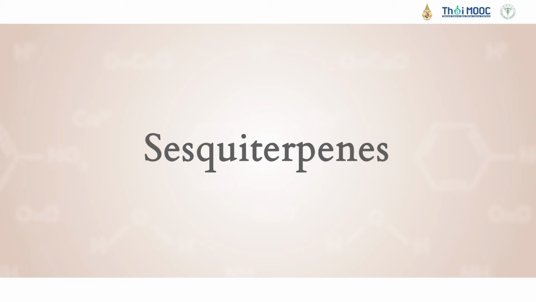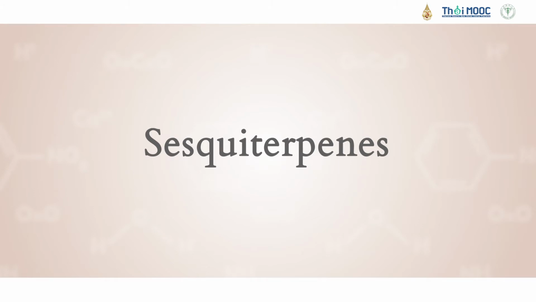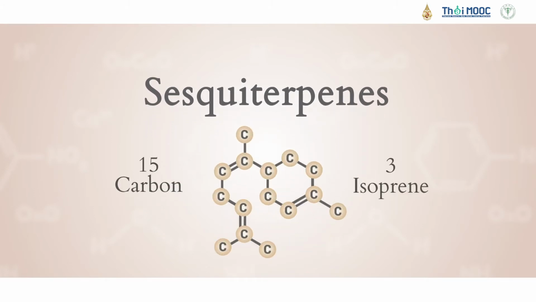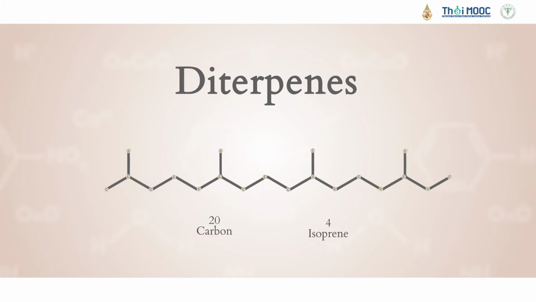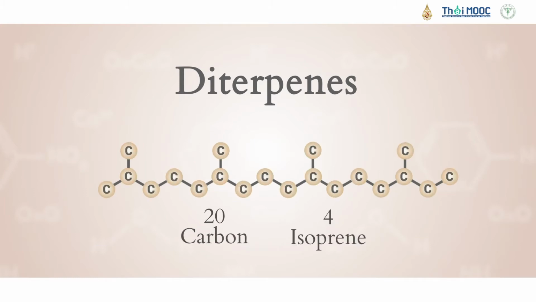The second one is sesquiterpenes. These compounds consist of 15 carbons, which means they are made up of 3 isoprene units. And the third one, diterpenes. They are made up of 20 carbon units, which means they are made up of 4 isoprene units.